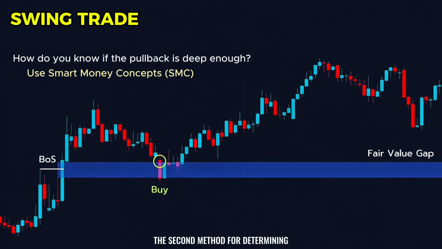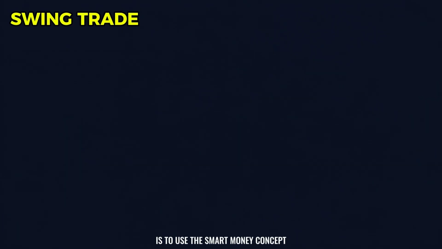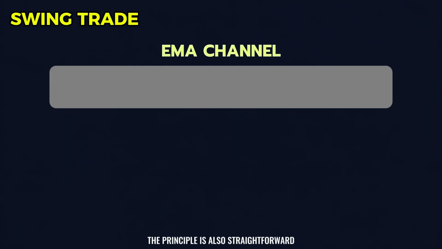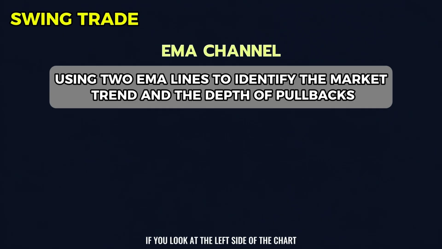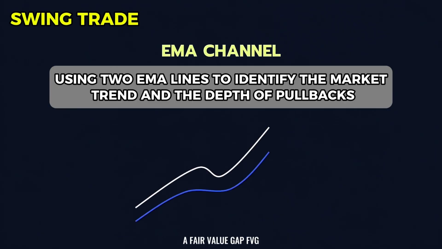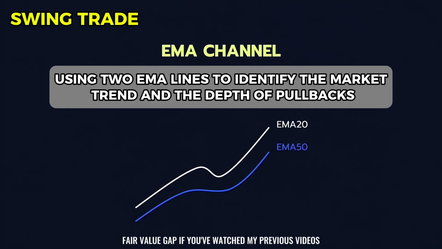The second method for determining whether the price has pulled back deeply enough is to use the smart money concept. The principle is also straightforward. If you look at the left side of the chart, you'll see that the price breaks the market structure by making a new high. At this point, a fair value gap, FVG, may be created. We simply wait for the price to retrace back into that fair value gap.